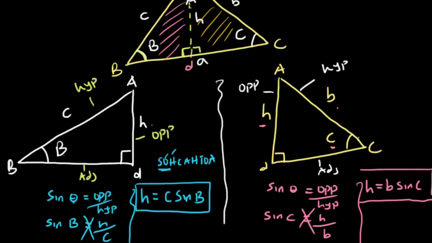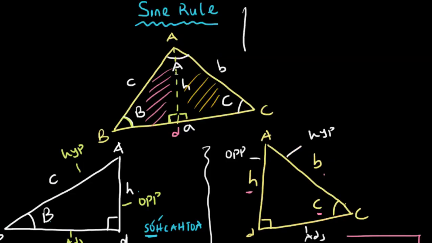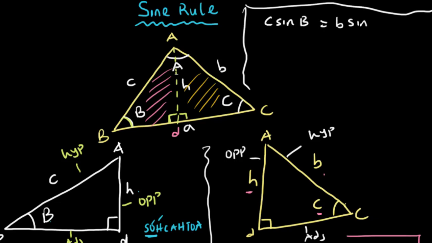Now if you look in this equation, H equals C sine B, and in this other equation, H equals B sine C. So it means that if H equals C sine B and H equals B sine C, what that means is that C sine B equals B sine C. Does that make sense? So let's do that up here. I'll be having C sine B equals B sine C. Does this make sense?